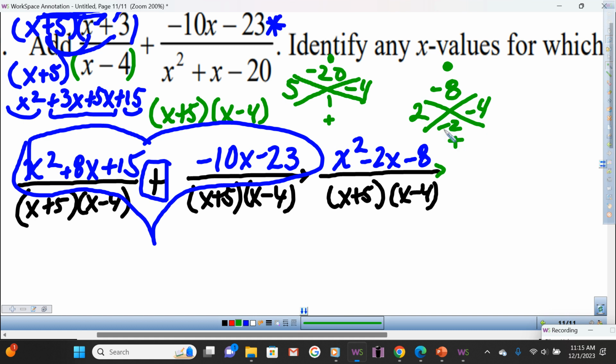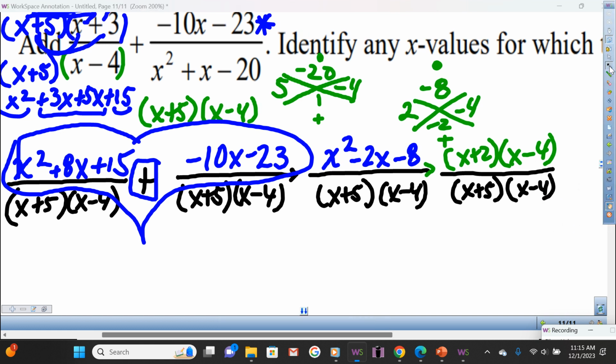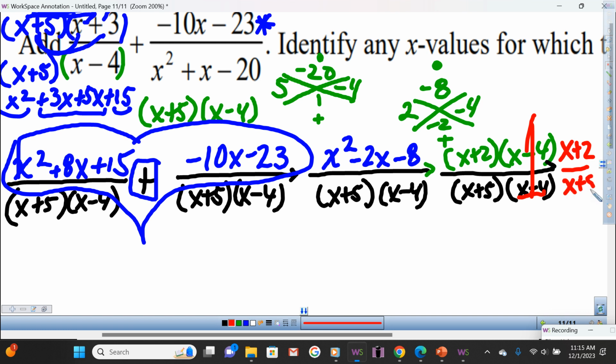That is correct. So therefore, x plus 2, x minus 4. And the denominator stayed the same because we didn't do anything to it. So x plus 5, x minus 4. You guys see anything now that we can eliminate, the giant 1? Yes? All right, what's our giant 1? X plus 4. So that means we're left with x plus 2 over x plus 5.